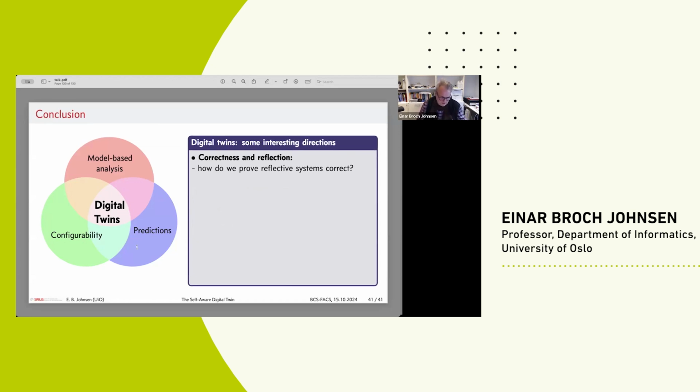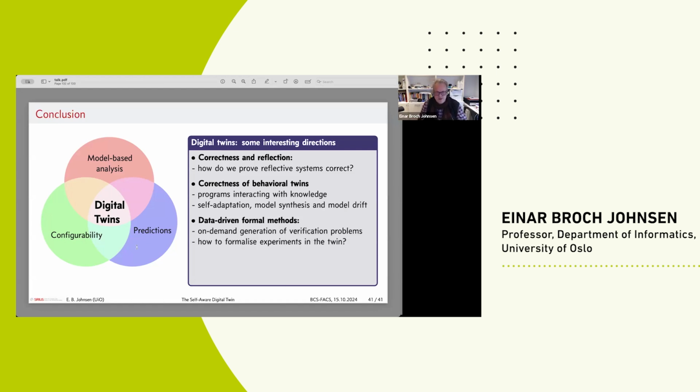Also lots of interesting questions to ask from the research perspective. How do we actually reason about reflective systems? How do we prove them correct? What does it mean for a behavioral twin to be correct? We have programs interacting with knowledge. We have self-adaptation. We have model drift. We have problems of model synthesis. So there are lots of aspects that are interesting to analyze.